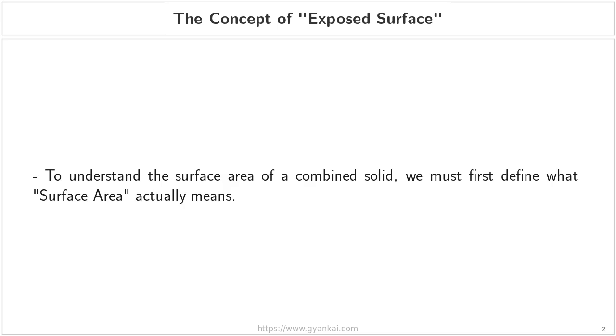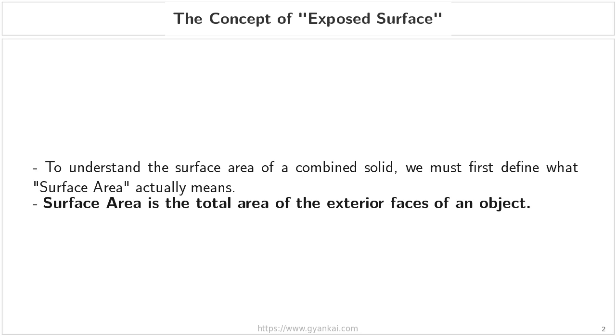Now that we've established the common mistake of simply adding individual surface areas, let's take a step back and look at the fundamental concept. To truly understand how to calculate the surface area of a combined solid, we first need to be very clear about what surface area actually means. Think of it this way. Surface area is strictly the total area of the exterior faces of an object.